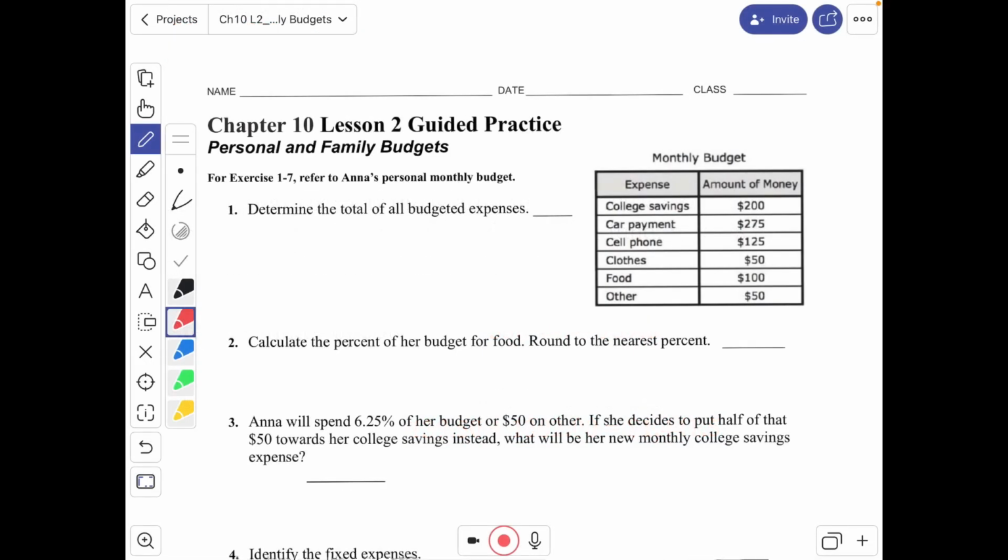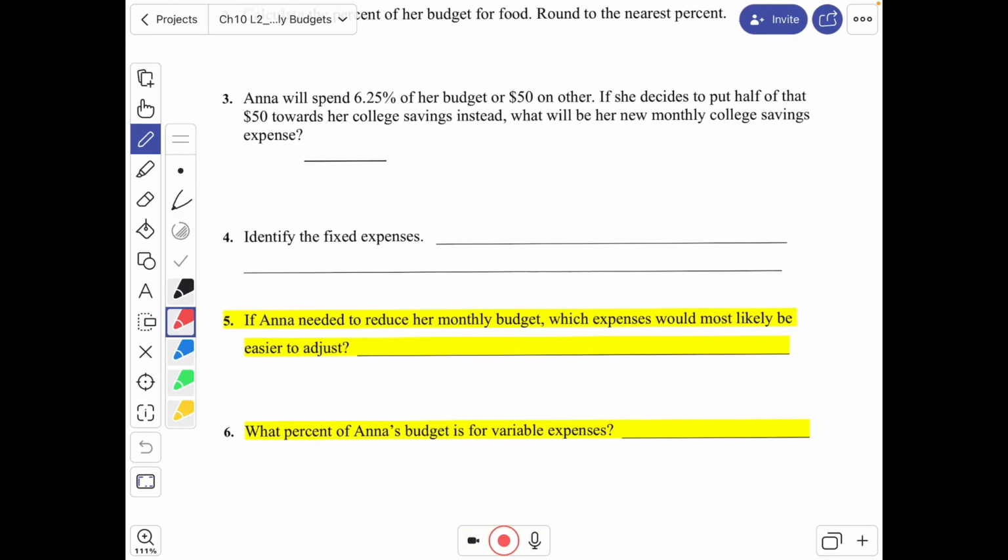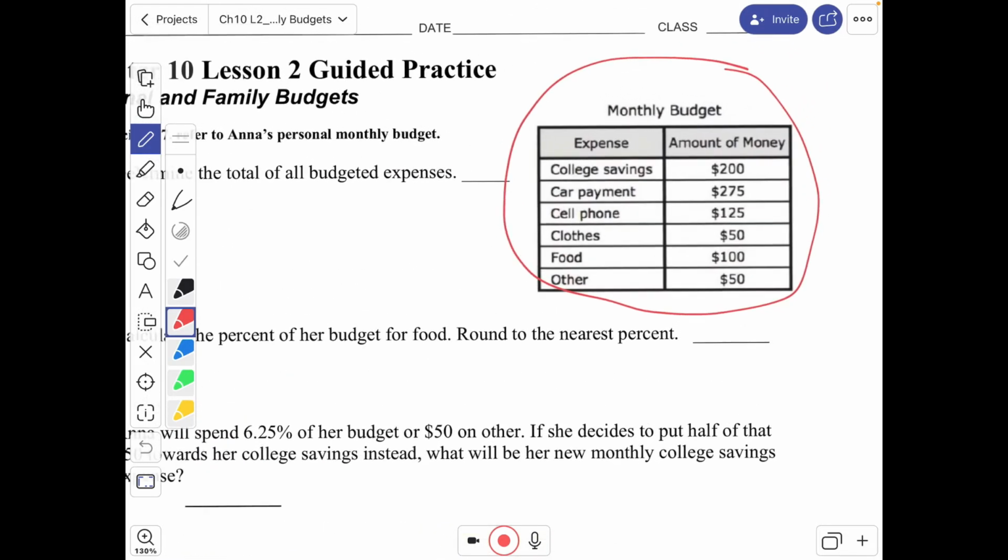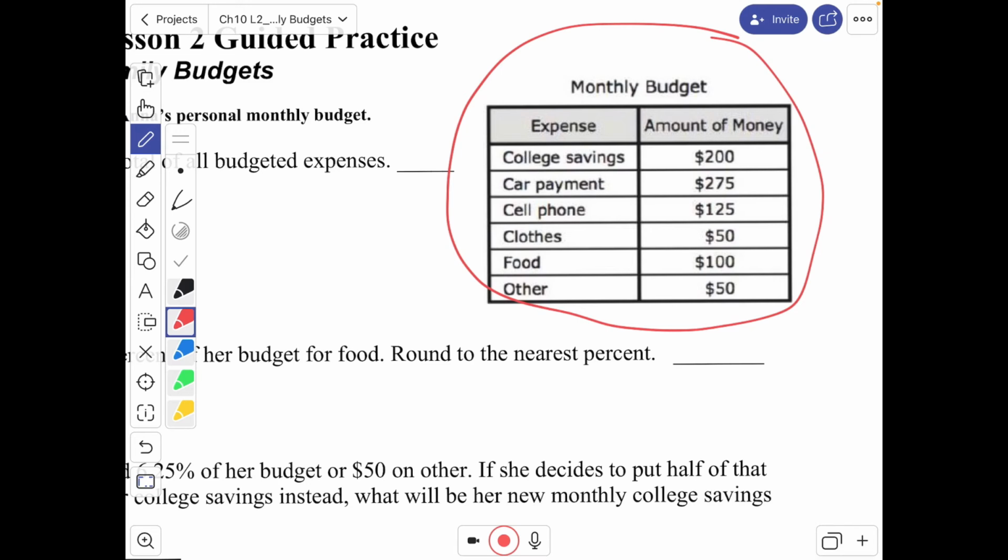Let's look at some additional examples. So here is Anna's monthly budget. And the question down here asks, if Anna needed to reduce her monthly budget, which expenses would most likely be easier to adjust? So out of these things in her budget, which ones could she change easily?